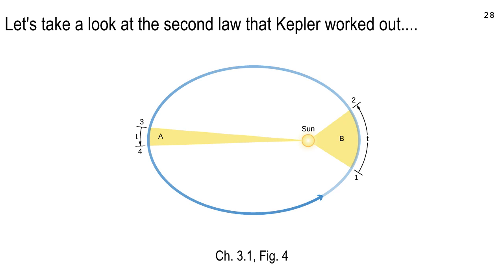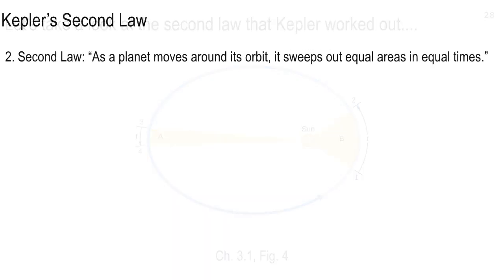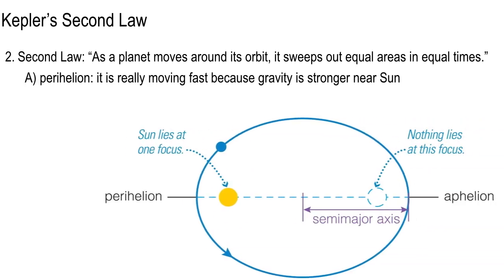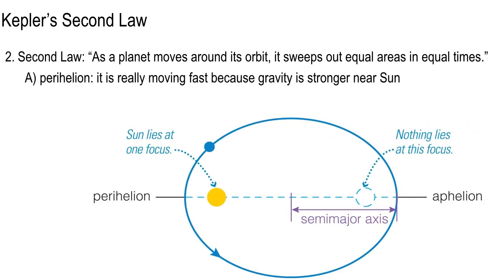Here's a diagram from chapter 3.1, figure 4, the second law that Kepler worked out. And there's a lot to this. It's dynamical. In other words, it's not just the shape, it's the speeds that the planet orbits. A planet moves around its orbit and sweeps out equal areas in equal times.